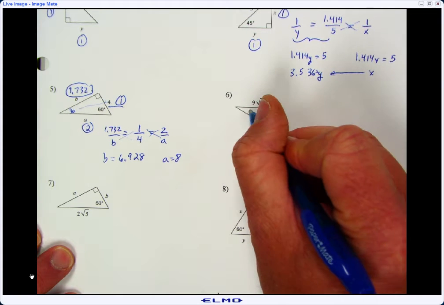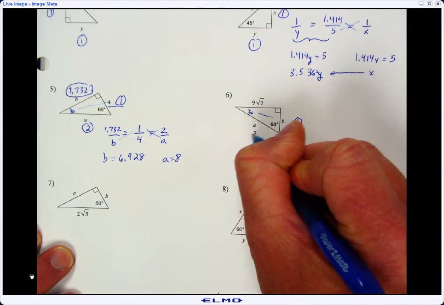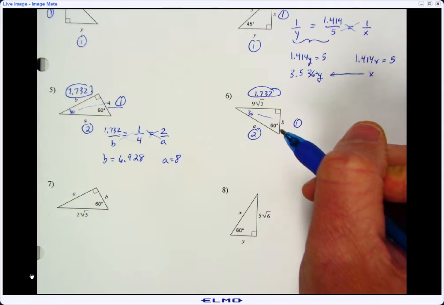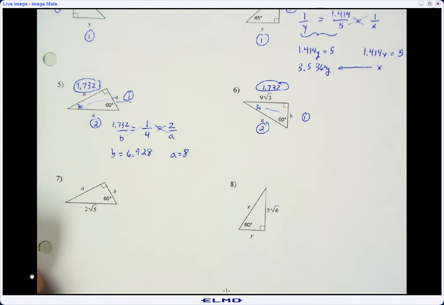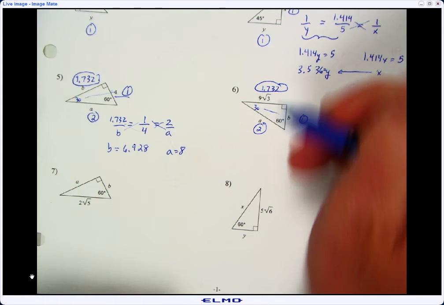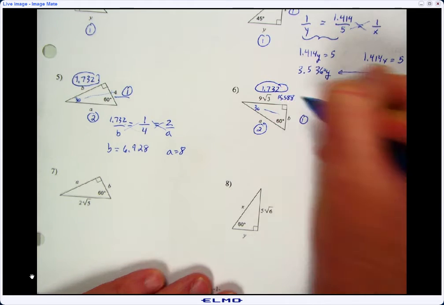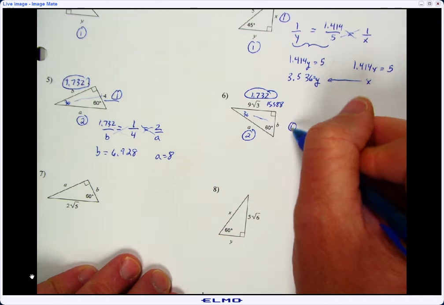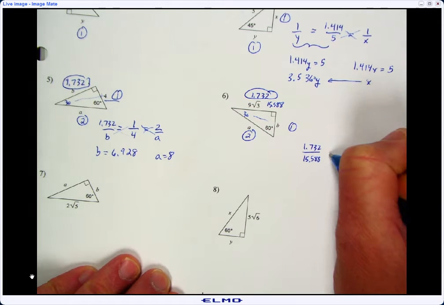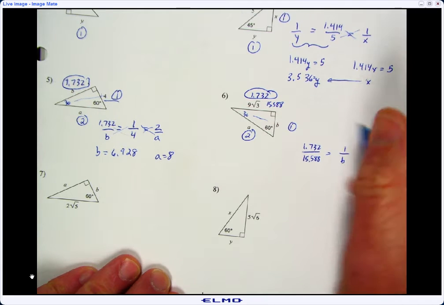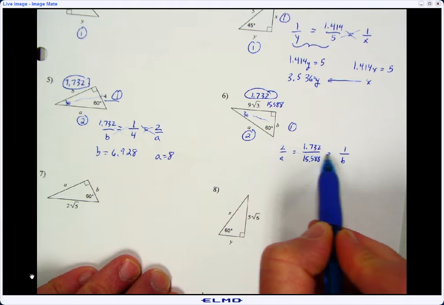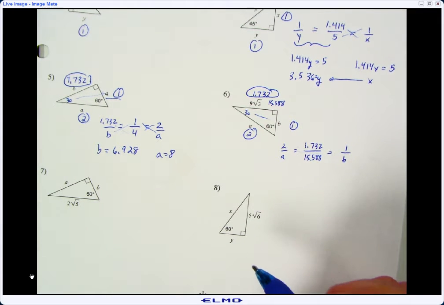Label your sides. Opposite the 30 is 1. Opposite the 90 is 2. And then 1.732. Change 9 radical 3 to a decimal again. Again, to do that, you multiply 9 times radical 3. That just means 9 times radical 3. So 15.588. Start with the side you know. 1.732 over 15.588, 1 over B, and 2 over A. Again, always check to make sure your ratios are lined up. You can't flip one of the fractions. That's the mistake people often make, if they have a mistake.